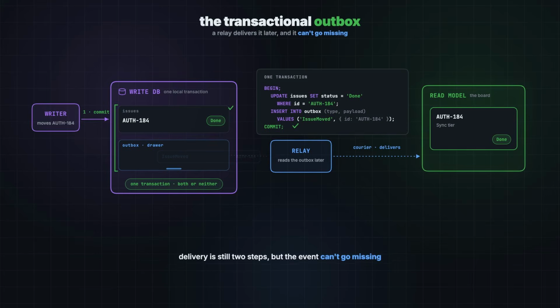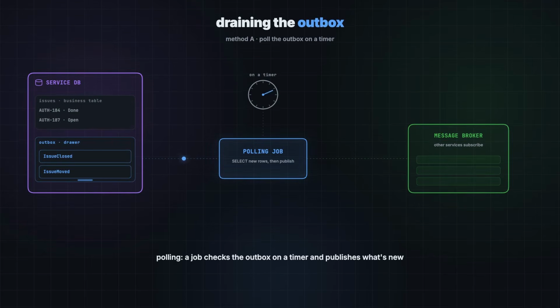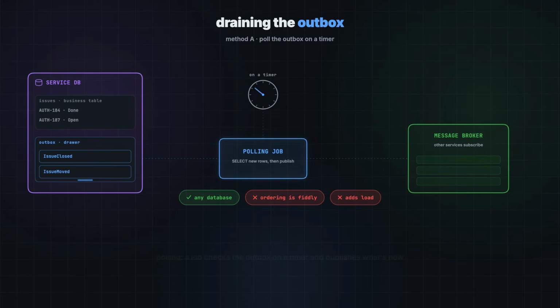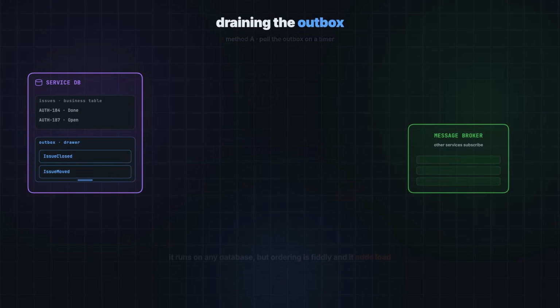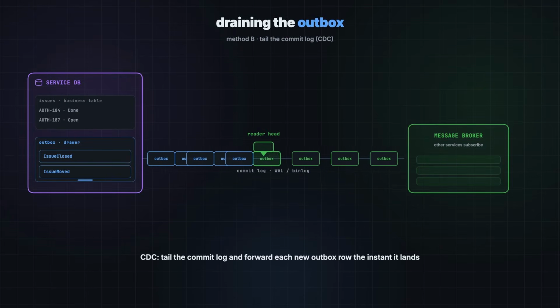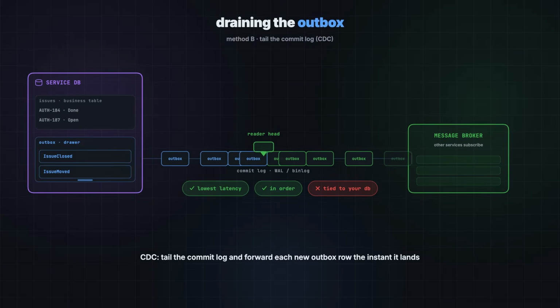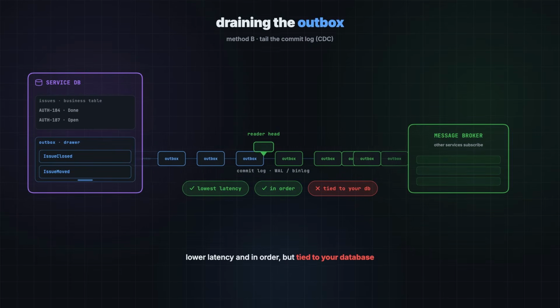The worker can drain that outbox in 2 ways. First one is polling. A job checks the outbox on a timer and publishes whatever is new. It runs on any database, but ordering is tricky and it adds load. Second is change data capture. Instead of polling, you tail the database commit log and forward each new outbox row the instant it lands. You get lower latency and events in order, but it's tied to the specific database you are running.